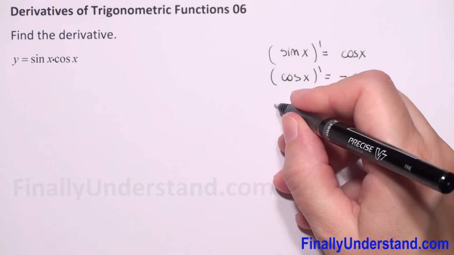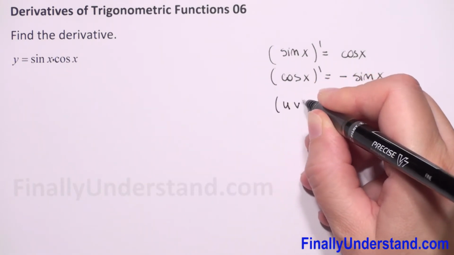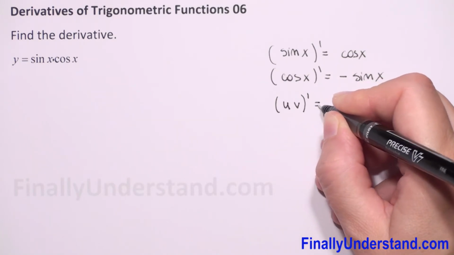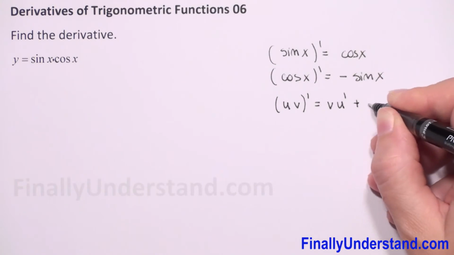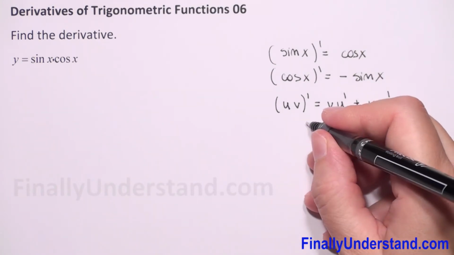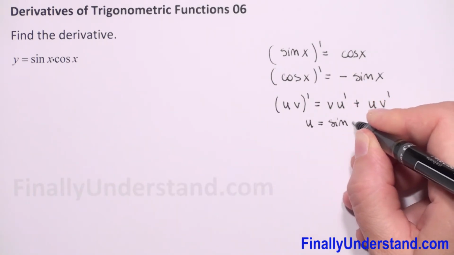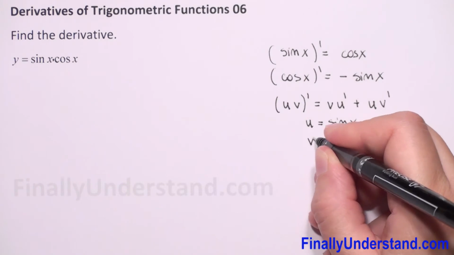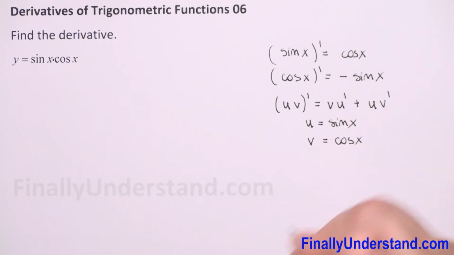So let me remind you that when we have u times v, the derivative is equal to v times u prime plus u times v prime. In our case, u is equal to sine of x and v is equal to cosine of x.